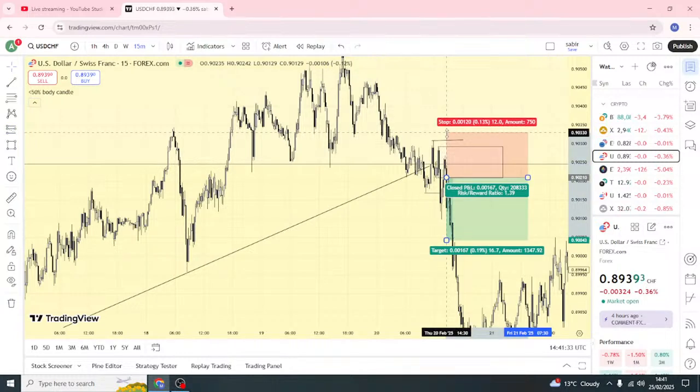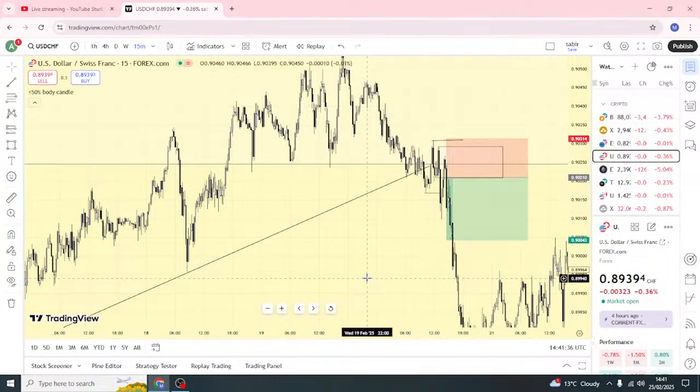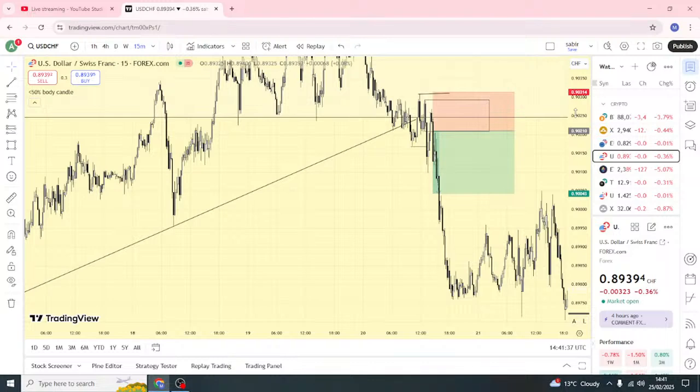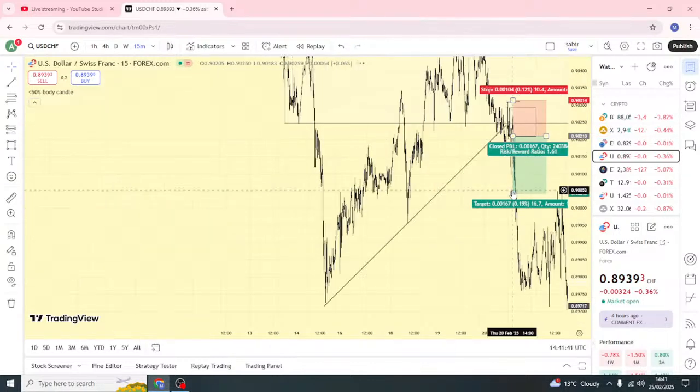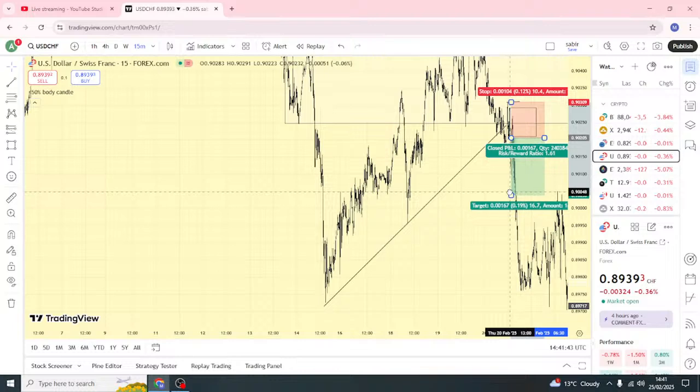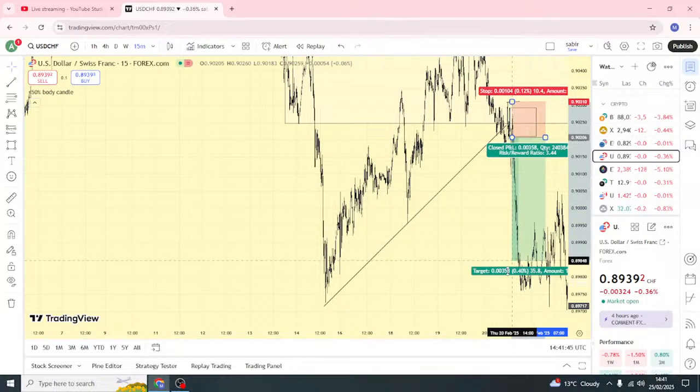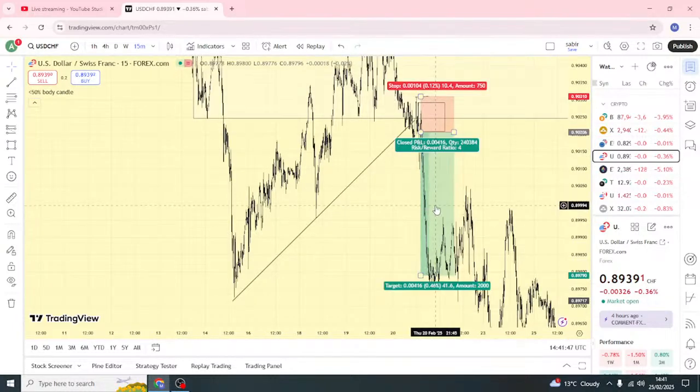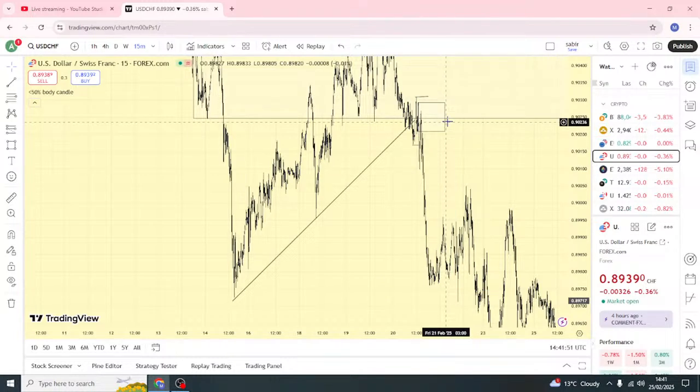Stop loss above this high over here and targeting the trend line. Okay, you can very clearly see how beautiful that trade was. 1:4 risk reward. Okay, so this was a trade on USD CHF.